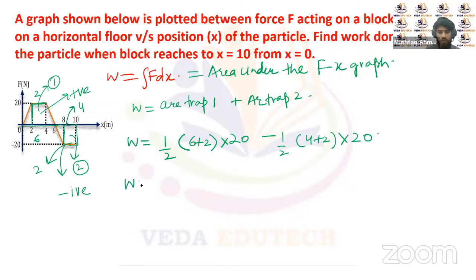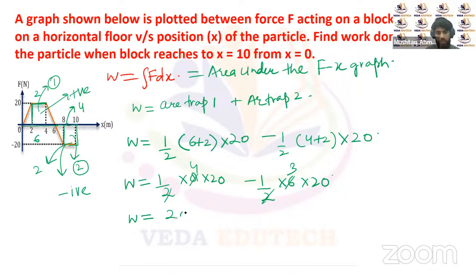The total work done will be equal to half into 8 into 20 minus half into 6 into 20, right? So it will be 4 and 3. So 4 into 20 minus 3 into 20, we'll be left with 20 only. So 20 joules will be the total work done for the displacement x equal to 0 to x equal to 10 meter, right?